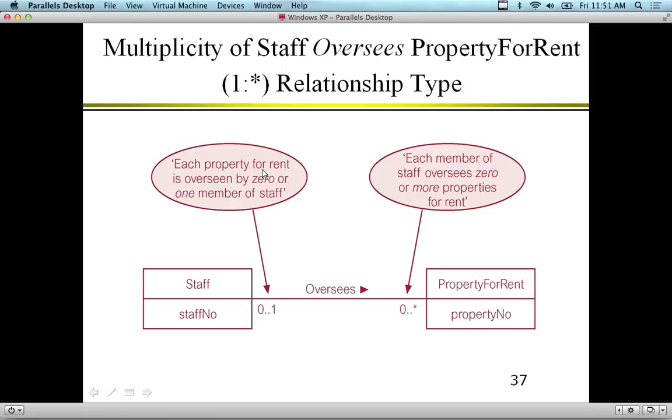So each property for rent is overseen by 0 or 1 staff member. 0 or 1. So this property cannot be overseen by more than 1 staff member. But more than 1 staff member can oversee more than 1 property for rent, which is where you get this asterisk over here. So each member of the staff oversees 0 or more properties for rent.